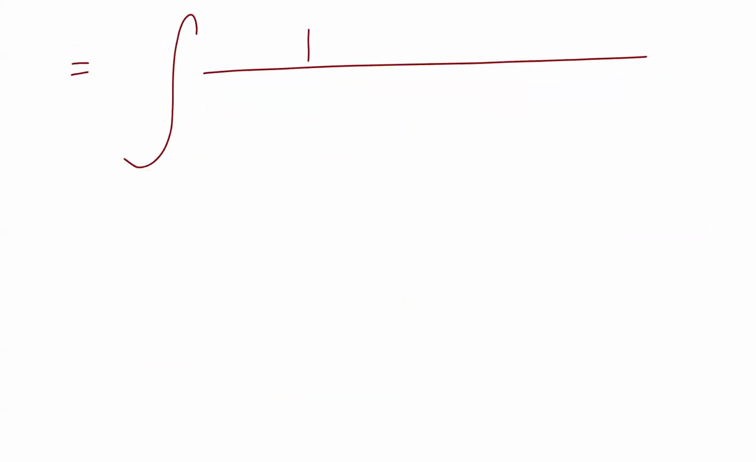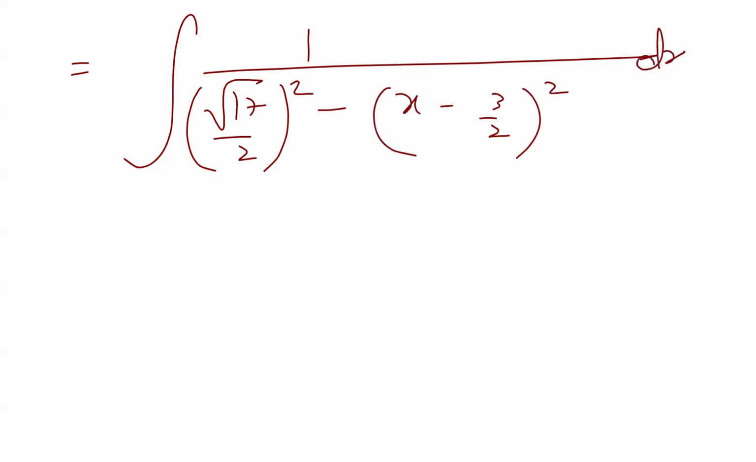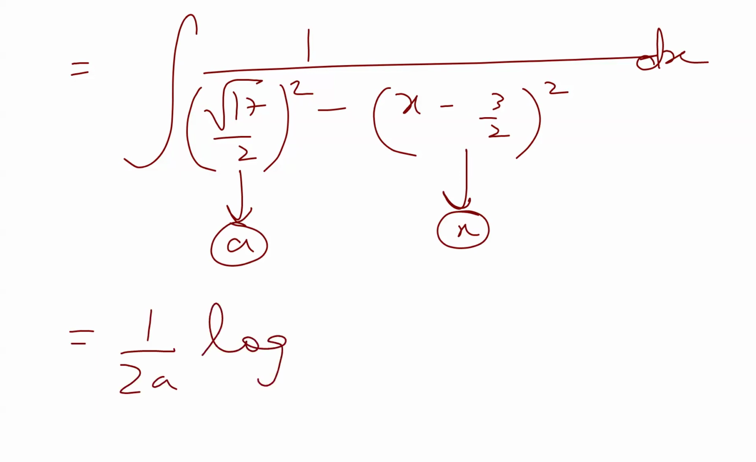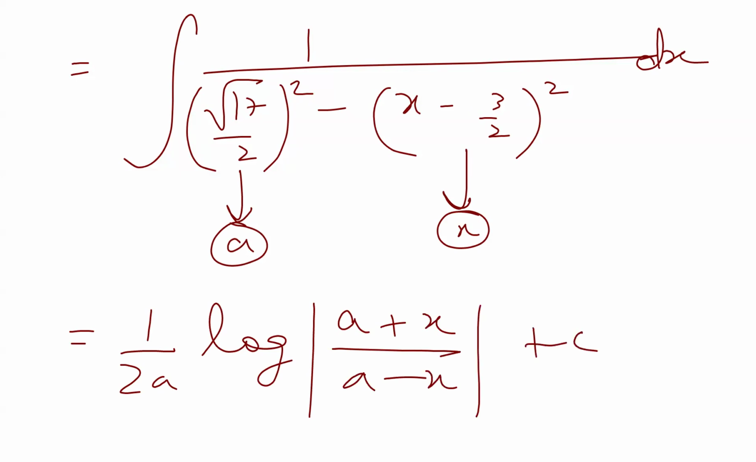So integration of 1 upon root 17 by 2 the whole square minus x minus 3 by 2 the whole square. Okay. So this is a and this is x. 1 upon a square minus x square is 1 upon 2a log mod a plus x upon a minus x. Now you can put the value of a and x, which I'll show you right now.